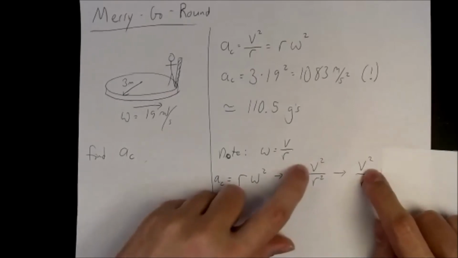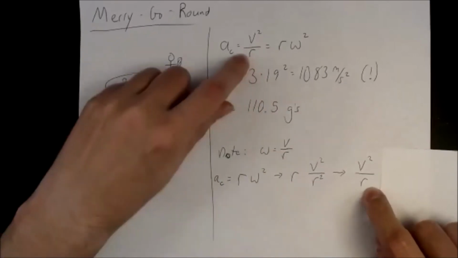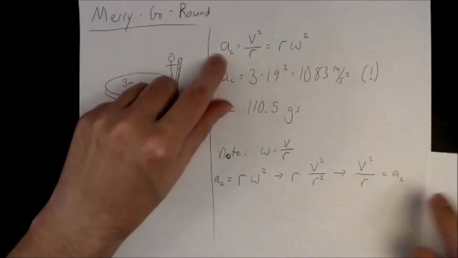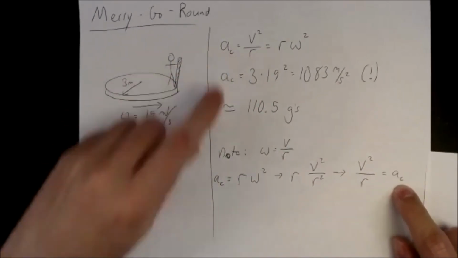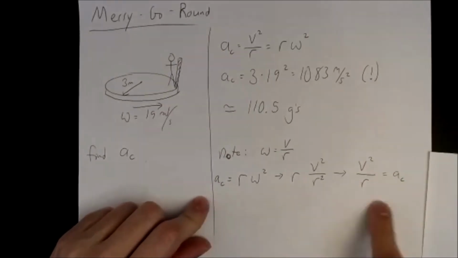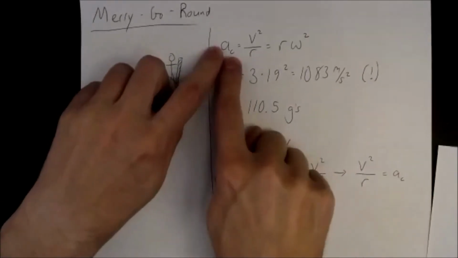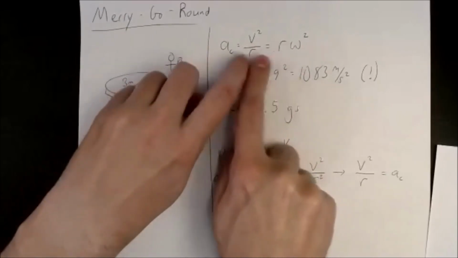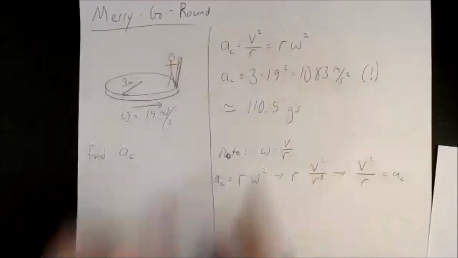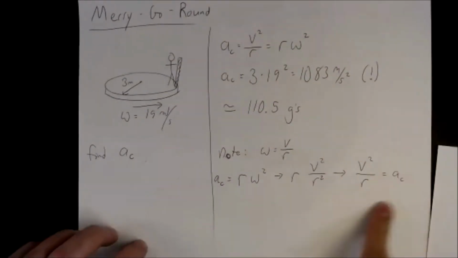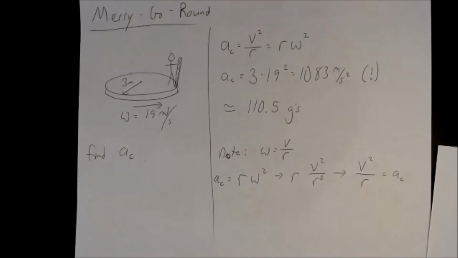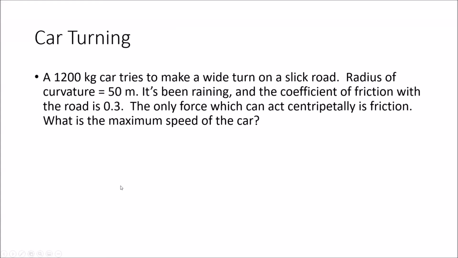And so now I've got v squared over r, but I already know that v squared over r is equal to centripetal acceleration, just like that. So this is how you can prove that this is equal to that, and that is equal to that, and this is equal to that, and everything is equal to each other. This is how you prove that right there. Next example.